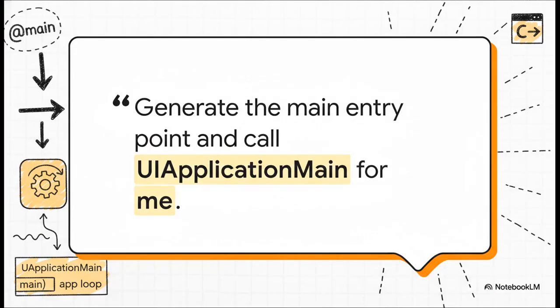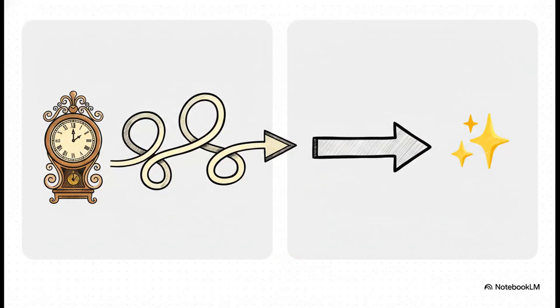So when you slap that little @main attribute at the top of your app delegate file, this is what you're really telling the compiler. You're basically tapping it on the shoulder and saying, hey, you know that whole main entry point thing and that UIApplicationMain business? Yeah, could you just handle all of that for me? Thanks.